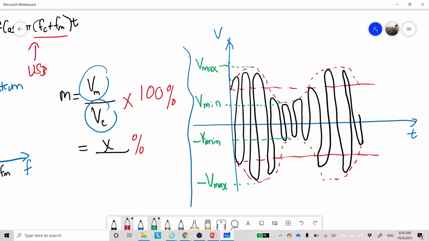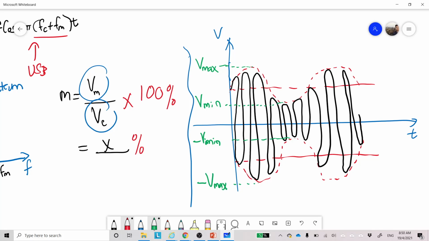Okay, semua boleh nampak saya punya screen? Boleh. Saya risau kalau semua senyap. Saya risau nanti saya cakap sorang-sorang sampai habis baru perasan semua tak dengar. Okay, sorry. So saya sambung.